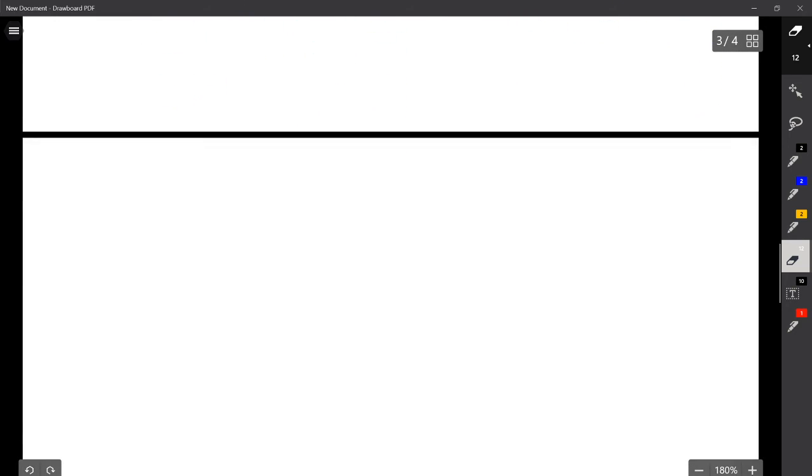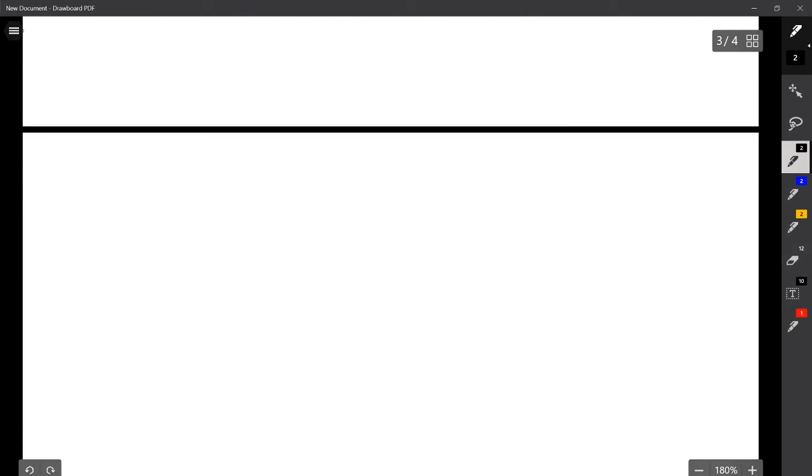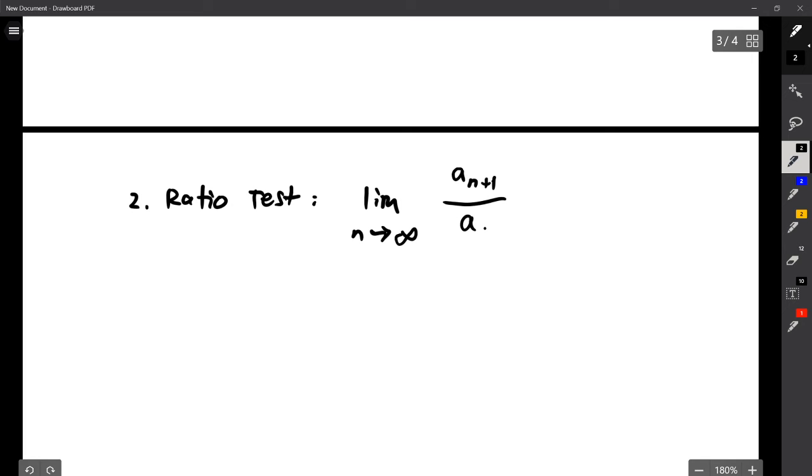All right, our next test. Our next test is our ratio test. This is our ratio test. And what we do with this is we take the limit as n approaches infinity of a sub n plus 1 over a sub n.